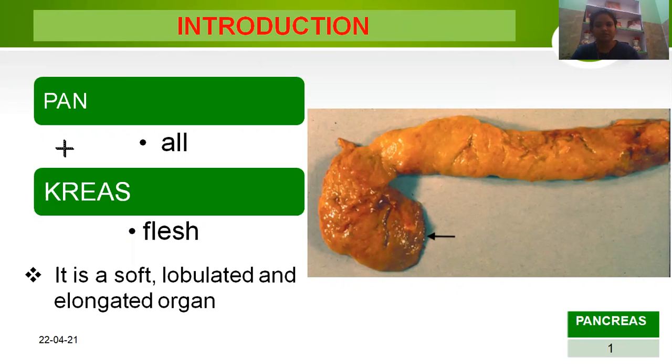The word pancreas is made up of two parts, pan plus kreas. Pan means all and kreas means flesh. So basically, it is a fleshy part. It is a soft, lobulated and elongated organ. As we see in this diagram, it is soft, elongated and lobulated.